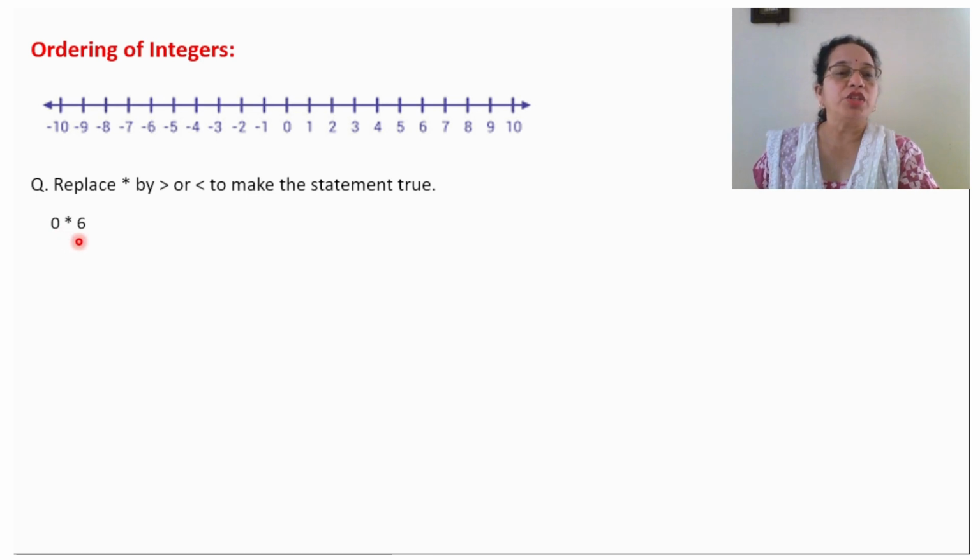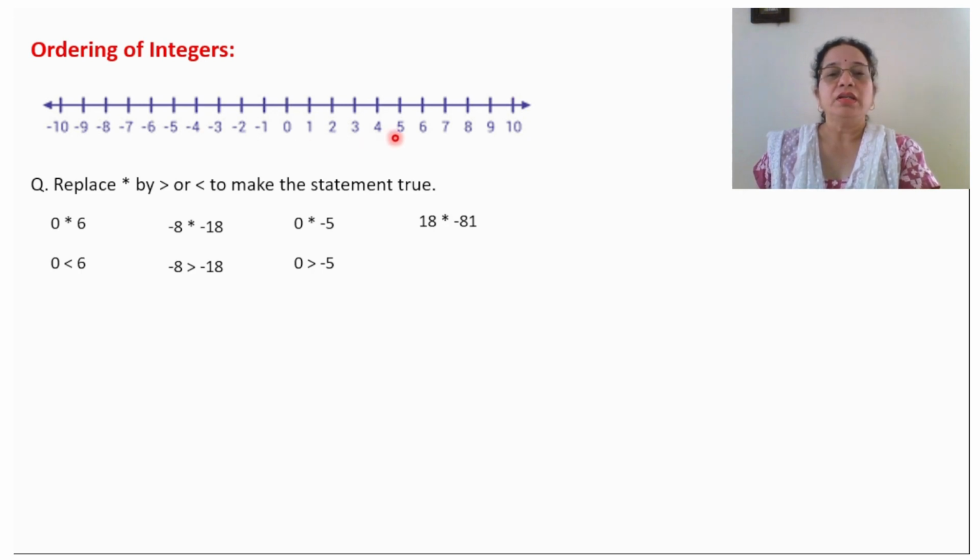0 and 6, which one is greater? This is 0 and this is 6. Always the right hand side number is greater, so 6 is greater. Minus 8 and 18, this is minus 8, and somewhere if you go there you will get minus 18. So which number is on the right hand side? Minus 8 is on the right hand side, so minus 8 is greater than minus 18. 0 and minus 5, this is 0, and which one is minus 5? Which number is on the right hand side? 0, so 0 is greater. The right hand side number is always greater.